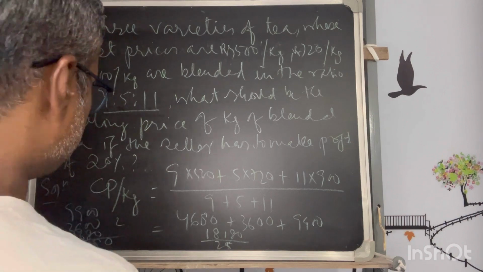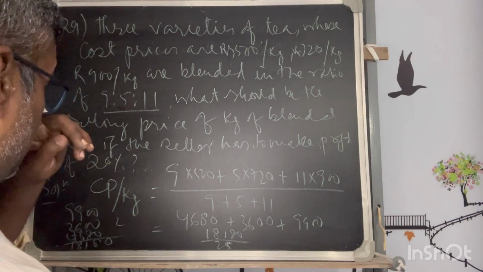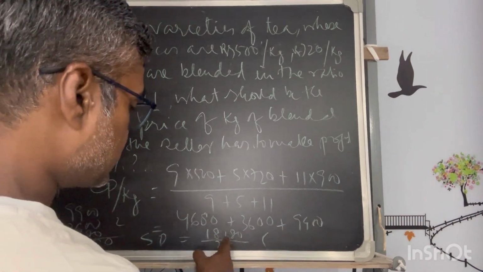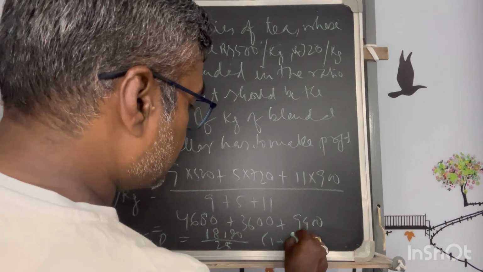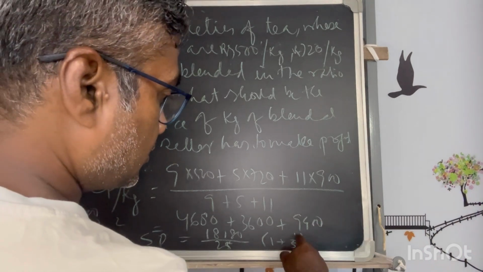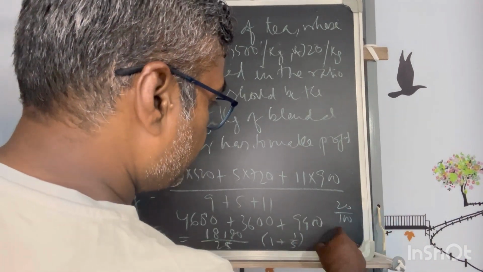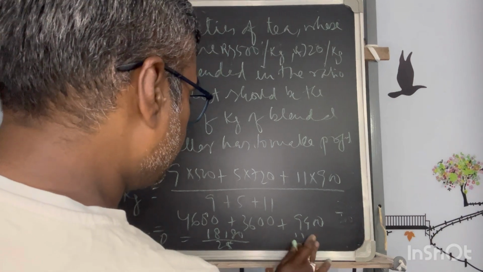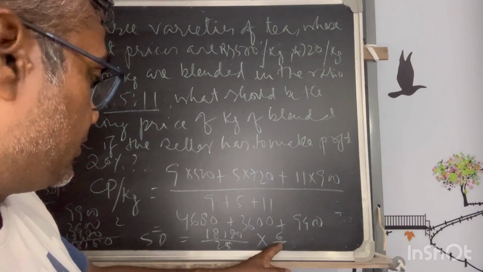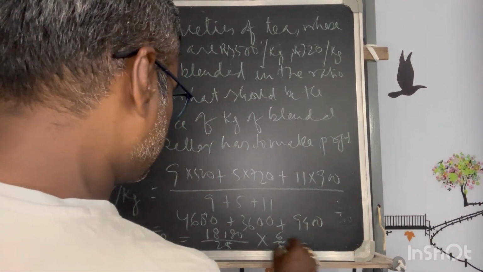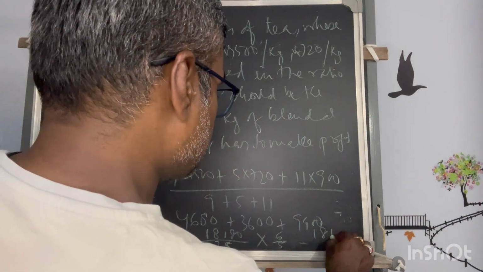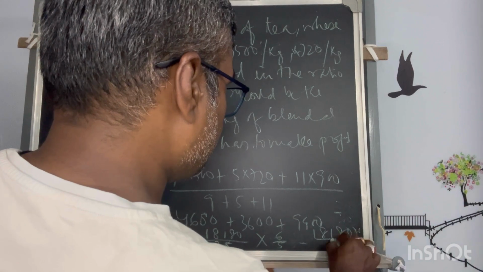So what will be my selling price? Cost price into 1 plus 20% will be your selling price. 20% means 20 by 100, so that is 1 by 5. So 1 plus 1 by 5 is 6 by 5. So ultimately this has to be multiplied with 6 upon 5. Isn't it? So 6 upon 5 you have to multiply.